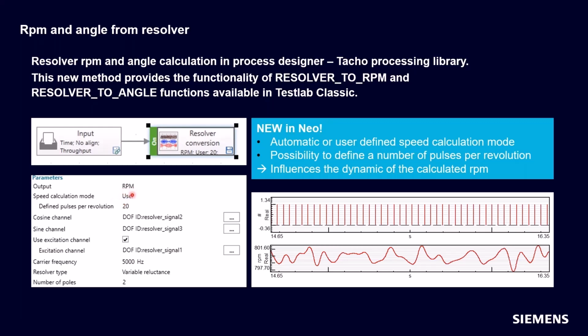By having user-defined, you can set how many pulses per rev you have. And as that increases, you'll get more resolution. So it's a way to change the dynamics of the calculated RPM. And then you would specify the cosine channel, specify the sine channel, specify the excitation channel if you have it, or if you don't have the excitation channel, you just specify the carrier frequency.